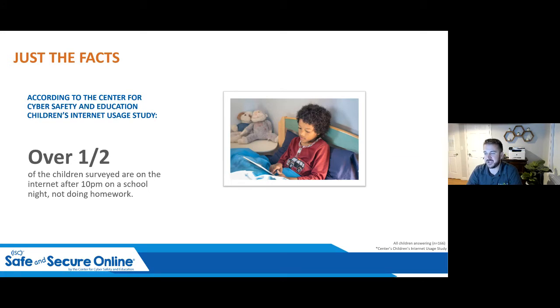So over half of the children surveyed are on the internet after 10 o'clock at night, and they're not doing homework. So this goes to some of those family rules and being able to set expectations with your kids about what's right, what's not, what's balanced, and how you want the kids to behave in that.